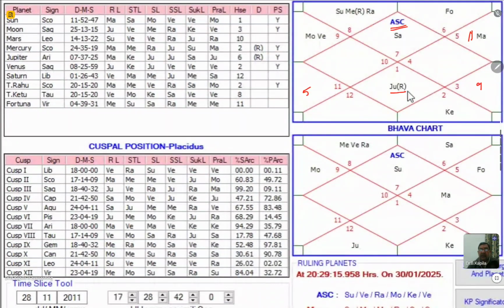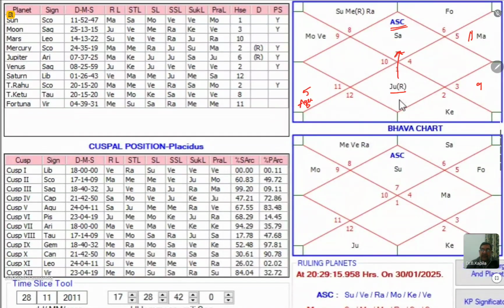Now, in the present case, for this particular chart, look at the sign placed in the fifth house. It is the Aquarius sign. The lord of Aquarius is Saturn, and Jupiter is aspecting Saturn on the date 28/11/2011. Now, what does this ensure? That the lady must have conceived.